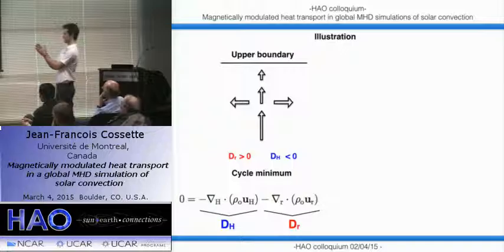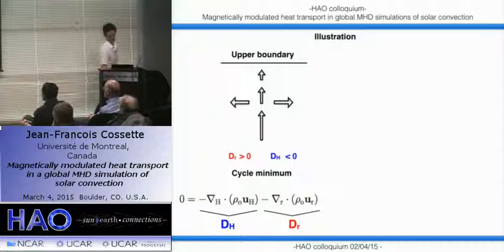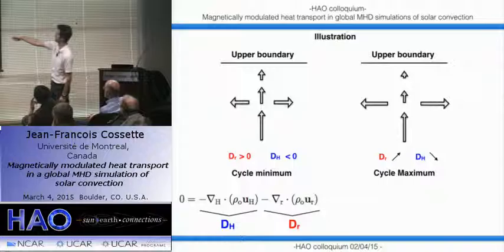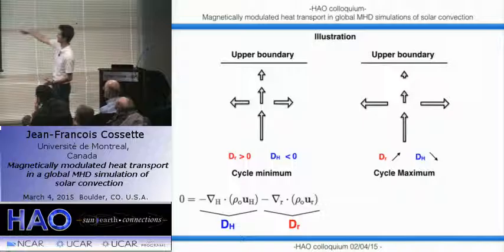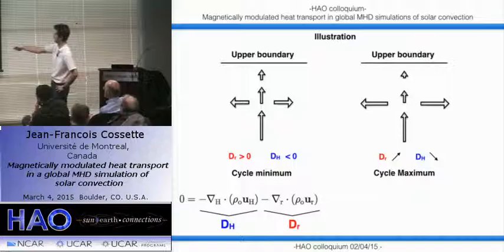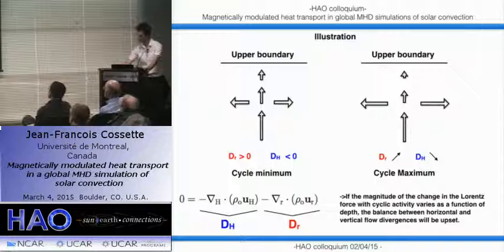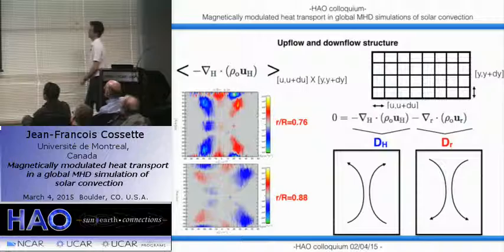Take, for instance, an upflow approaching the top of the domain, in which you have an accumulation of mass here, therefore a d_r greater than zero, and the horizontal divergence, well, it's the negative here. Be careful. So this dictates a horizontal outflow of mass to respect the mass continuity constraint. Now, going to cycle maximum, where you get suppression, you have a change of the level of suppression as a function of depth, as I mentioned earlier, then you effectively increase this term here. And this term has to go down.